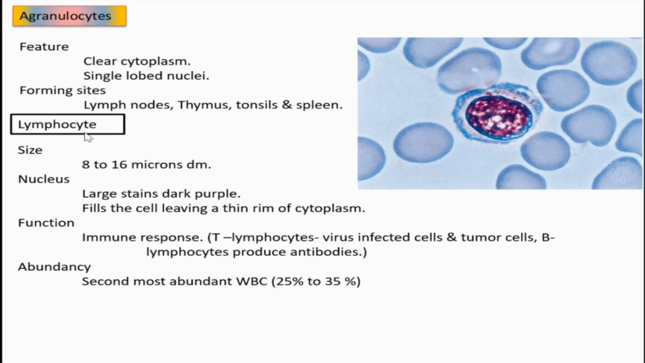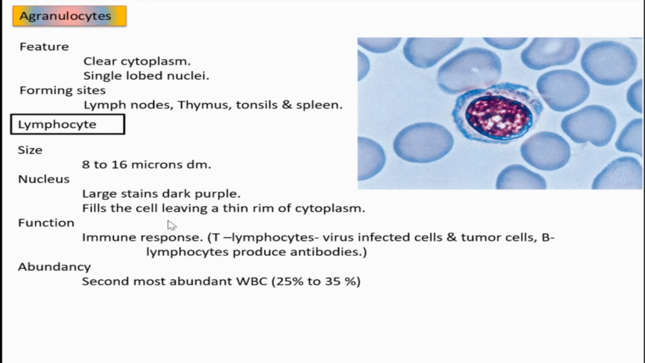Then first we are learning about the lymphocyte, an agranulocyte. Its picture is given here. Its nucleus is circular, spherical. Size is 8 to 60 microns diameter. And its nucleus is large, stains dark purple color, and fills almost the space inside the cell, leaving a thin rim of cytoplasm around the nucleus. All the other space is enclosed by this large spherical nucleus.